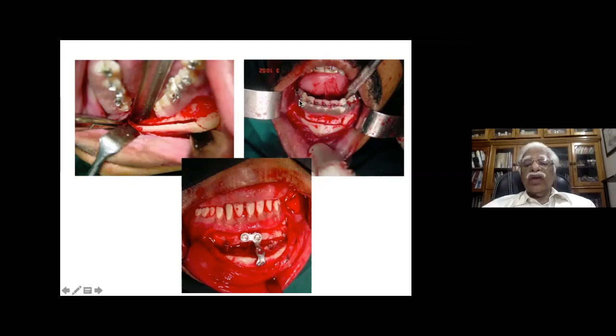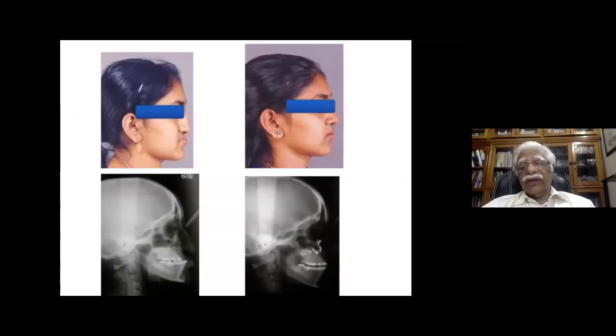And here, this is a lower subapical osteotomy. After extracting the premolar, you can cut this and fix it, pushing it backward. Genioplasty: after cutting the chin, you can take it forward, backward, or sideways.